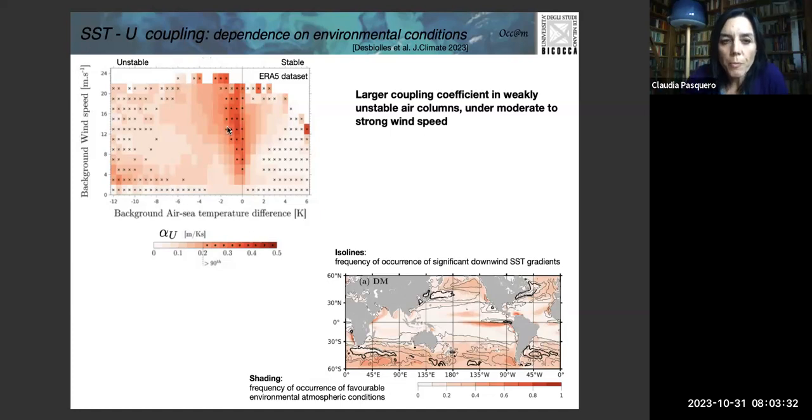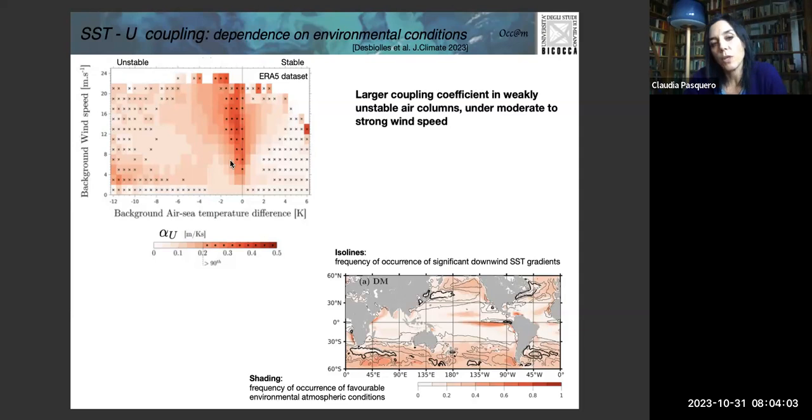In the upper left plot, there is the background air-sea temperature difference, which for negative values indicates unstable conditions in the atmosphere, and for positive values refers to stable conditions. On the y-axis, we have the background wind speed. One can see that the largest coupling coefficients are found near stability, next to zero. So those are weakly unstable air columns.